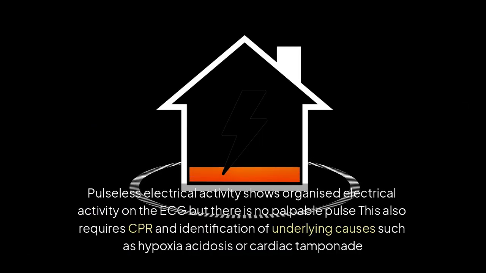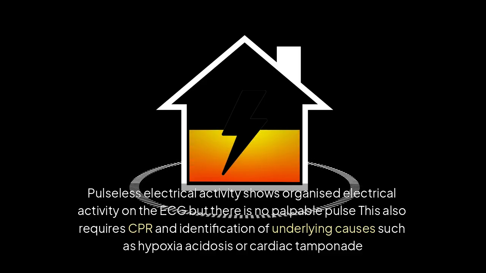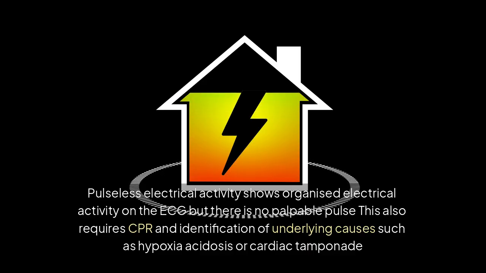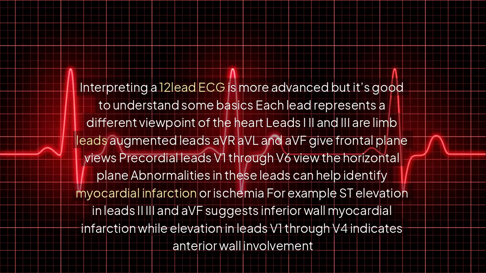Pulseless electrical activity shows organized electrical activity on the ECG, but there is no palpable pulse. This also requires CPR and identification of underlying causes such as hypoxia, acidosis, or cardiac tamponade. Interpreting a 12-lead ECG is more advanced, but it's good to understand some basics. Each lead represents a different viewpoint of the heart.